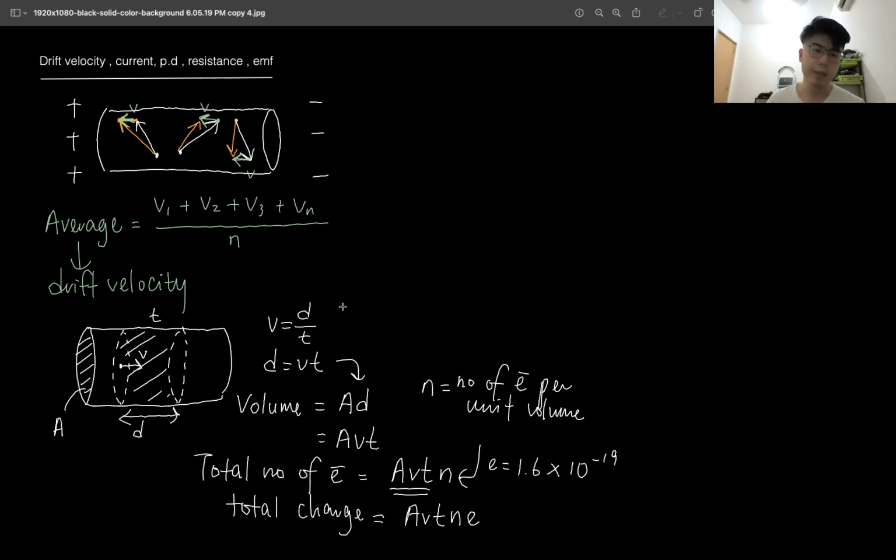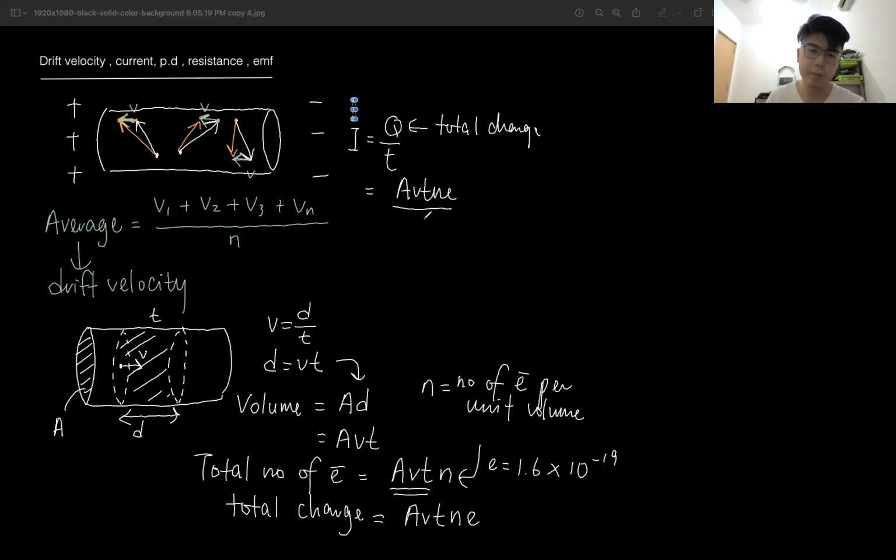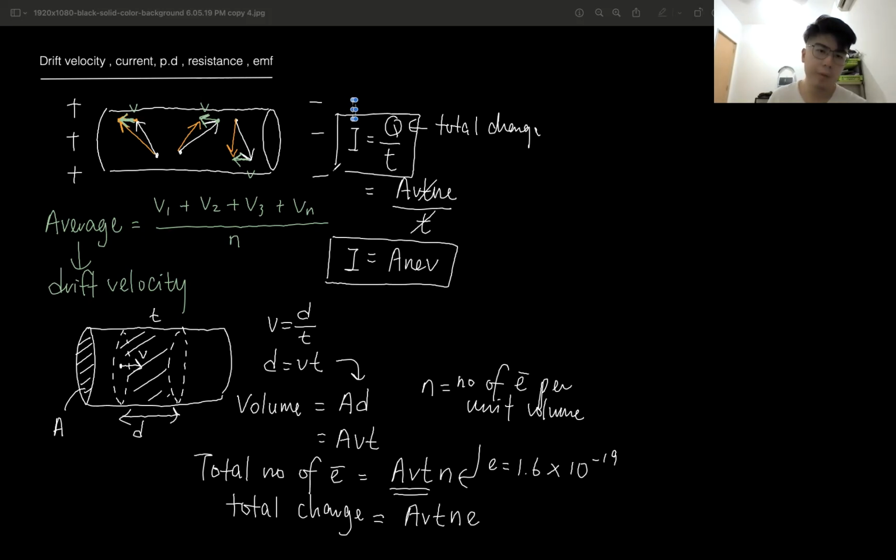Now, current is the total charge flowing in a given amount of time. So I equals Q over T, coulomb per second. So I put the total charge Q in: AVT and E divided by T. So I get I equals A N E V. This is your equation, I equals A N E V. You're going to need it for the calculation.